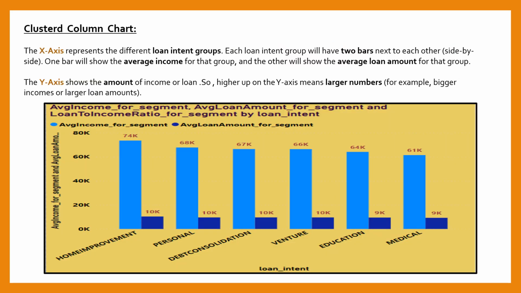For visualization, I have used a clustered column chart. On the x-axis, I have added different loan intent groups. So there are two bars next to each other, side by side.